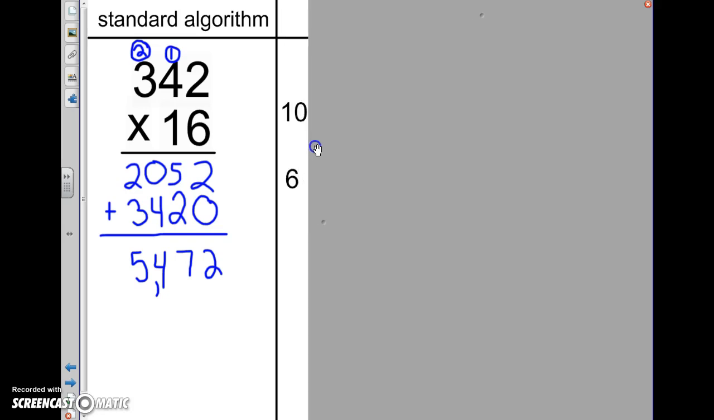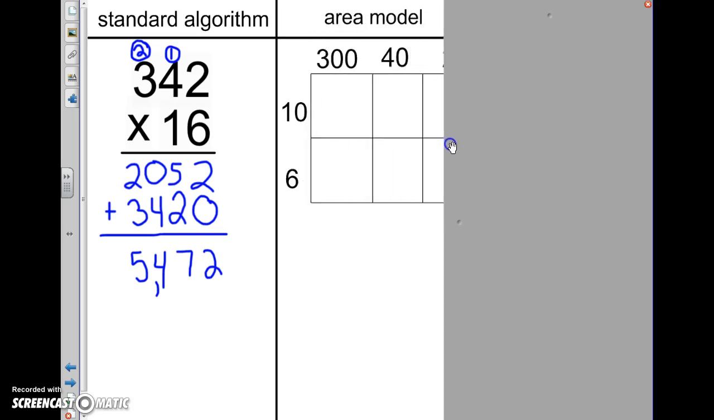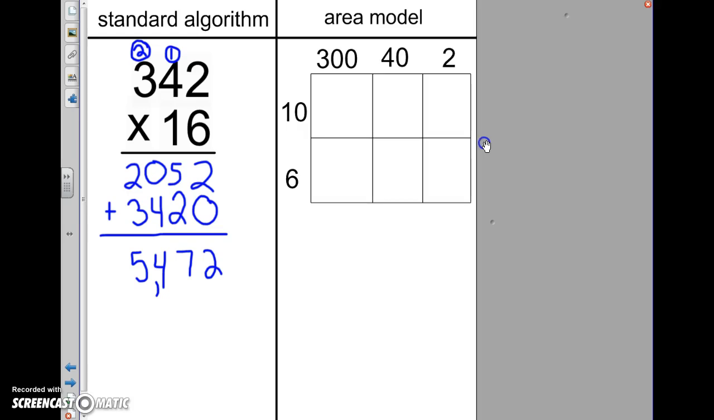Now we're going to look at the first strategy that we used, and it's using the area model. So remember, as a reminder, and again I'm going to move through this one kind of quick, we take each of those factors and we break them down into place values. So this 342 is 300 and 40 and 2, each of the place values of 342. And 16 is made up of 10 and 6.